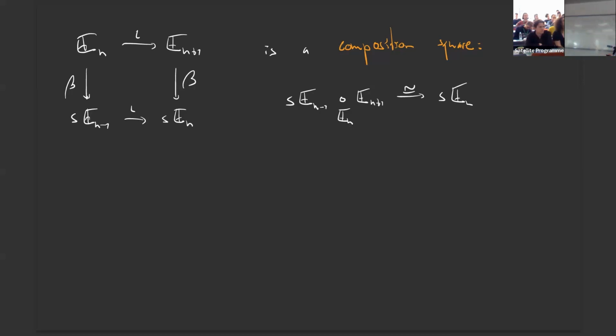Maybe important to stress, I am not claiming that this thing is a push-out square of operads. In fact, I'm claiming that it is not a push-out square of operads. So a composition square is not the same thing as a push-out square. That's important. Also, this notion of composition square is not symmetric. I put this thing on the left, I put that thing on the right. That matters. The composition product is not symmetric, and you're not allowed to flip the variables here.